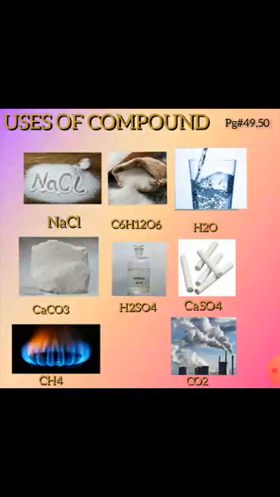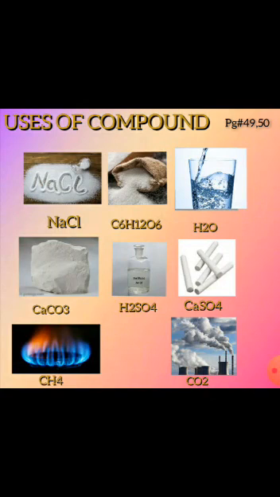Now these are a few compounds which we use in our daily life. Number one, sodium chloride, table salt. The second one is glucose, C6H12O6. The third one is water, H2O. We use this water for drinking, washing and cooking purposes. The next one is calcium carbonate, meaning limestone. We use this for whitewashing our homes.